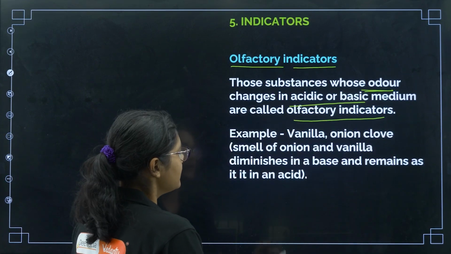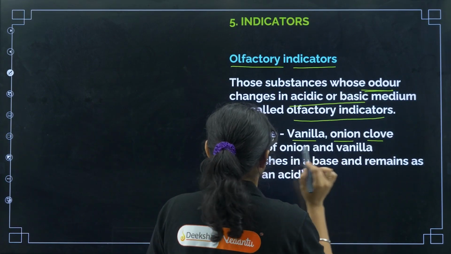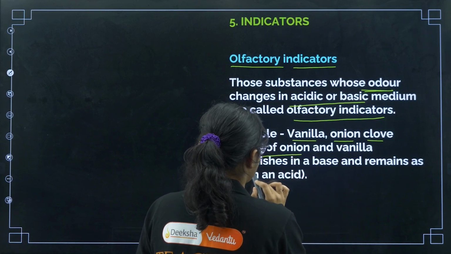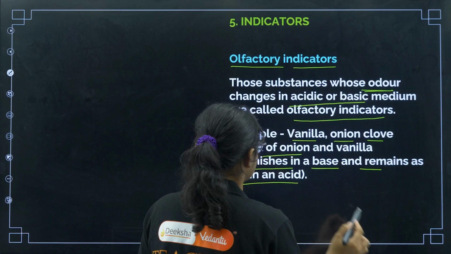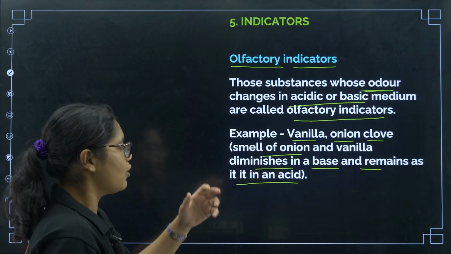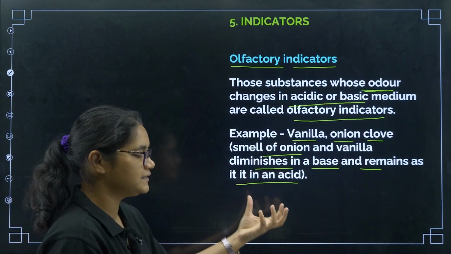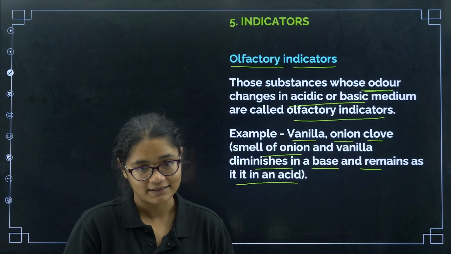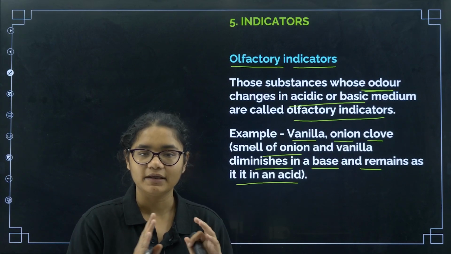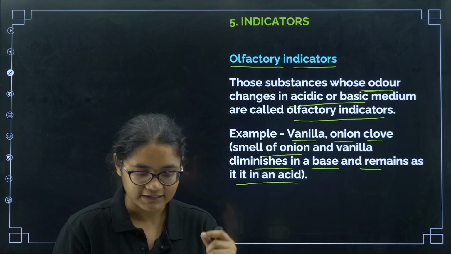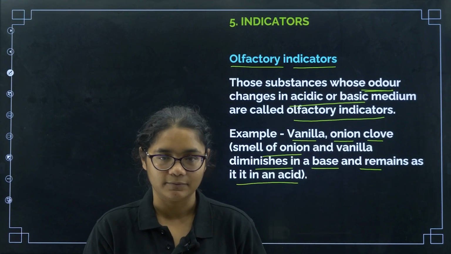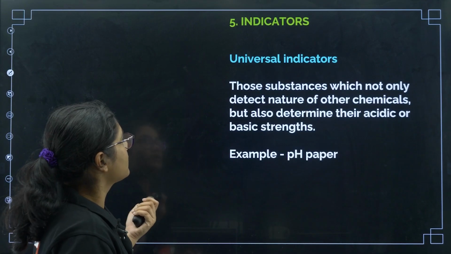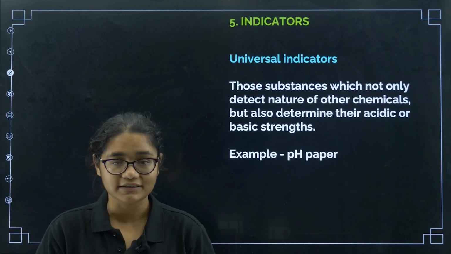Now for example, if you see vanilla, onion, clove, the smell of the onion and vanilla diminishes in the base and remains as it is in the acid medium. So if you take onion and keep it in a basic medium, the smell of onion will decrease. Okay, and if it is in acidic medium, there will be no change. So by the change in the smell also, some compounds can act as an indicator. Okay, fine.